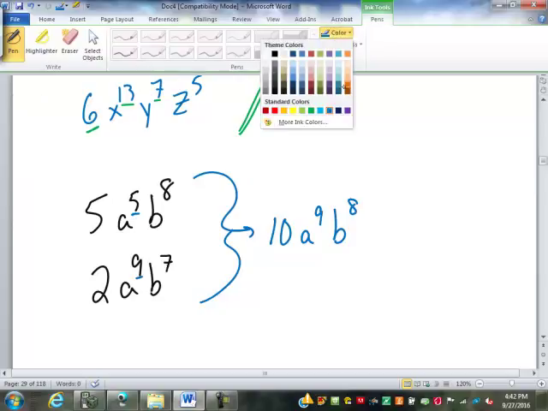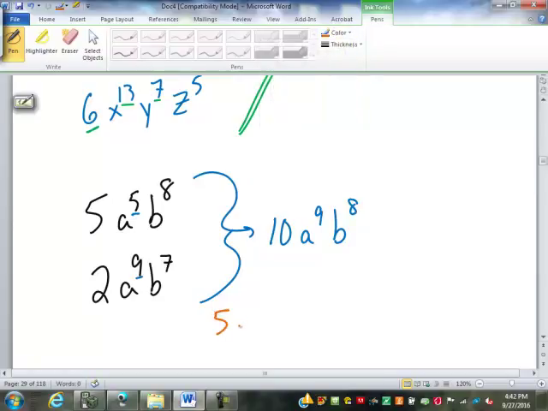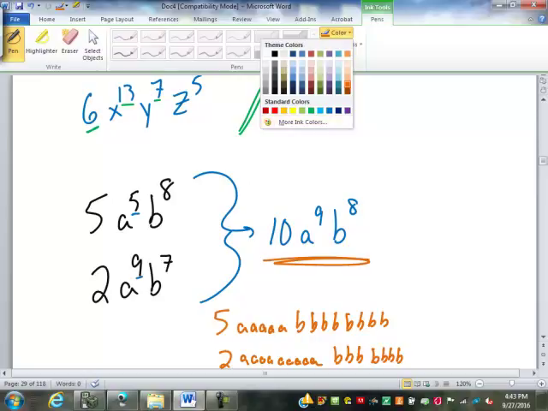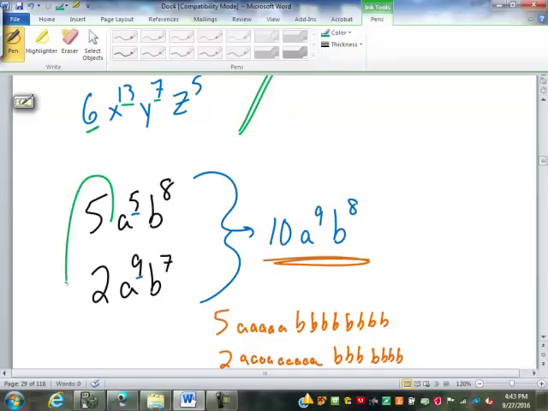Now again, if we are stumped, we can always just factor this out. Of course, 5 doesn't factor. You have 5 A's and 8 B's. 2 doesn't factor. You have 9 A's and 7 B's, and you can circle what they have in common and fill it in, just like we did before. But if you see the pattern, you can do it the short way, just by combining the powers, actually taking the higher power of the variable, and then finding the least common multiple for the numbers.